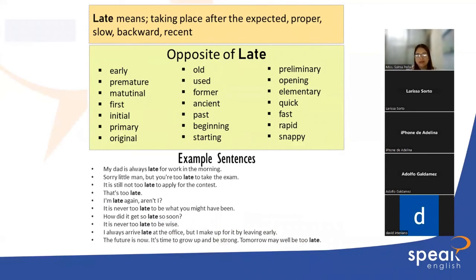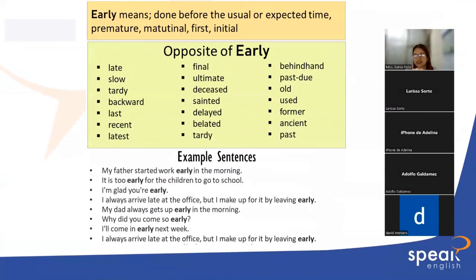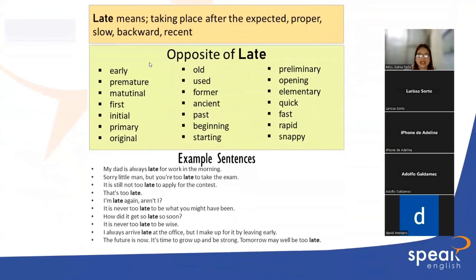And of course, I will give you the opposites of late. Early is the opposite, premature, first, quick, fast, snappy. All of them are opposite. Todas estas son opuestas a late. Si queremos hablar de un tiempo antes, estos son los opuestos. Y si queremos hablar de un tiempo después, los que están acá son los opuestos. Okay, so we have a couple of examples. So I will ask Adelina to help me read the first three examples.